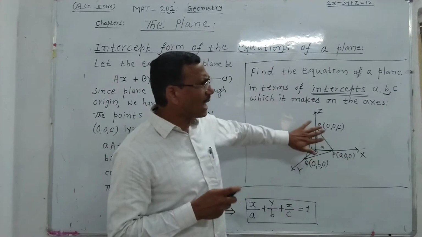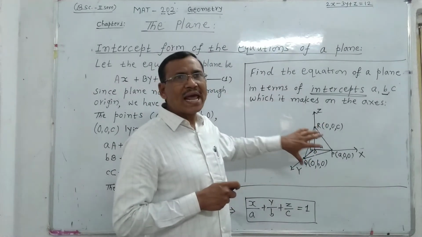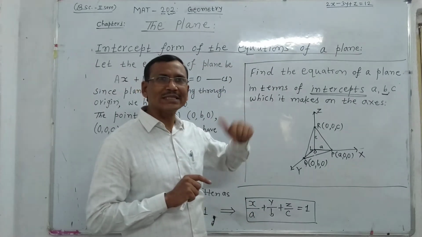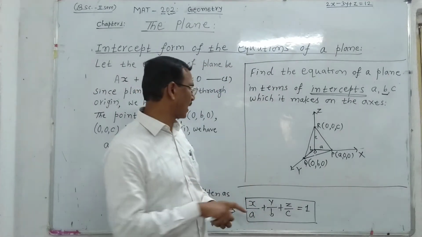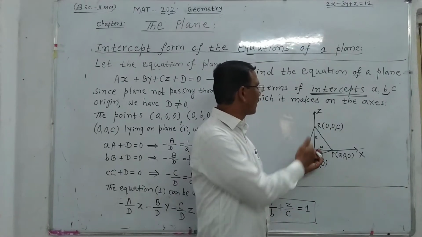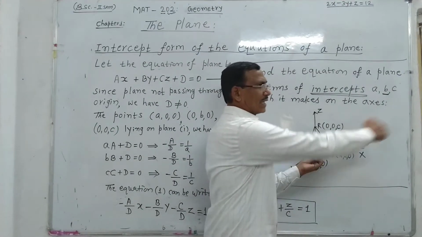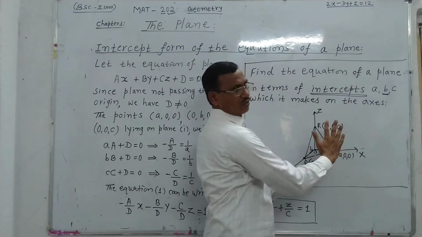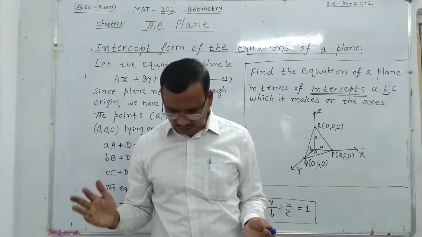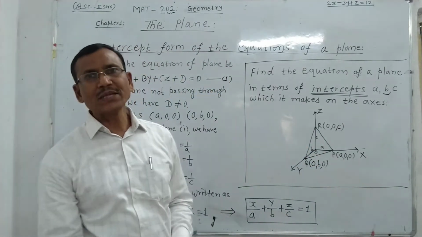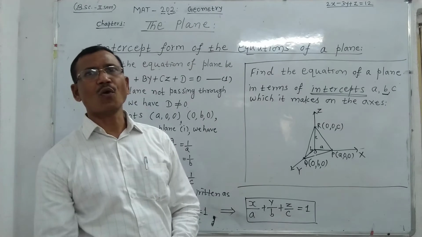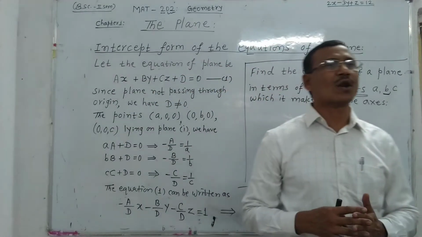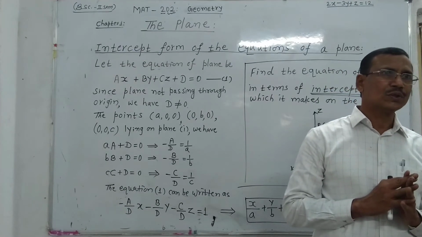You can clearly observe that the plane does not pass through the origin, because it intersects the coordinate axes. The x-axis is in this direction, the z-axis is in this direction, and the plane will be like this, which does not pass through the origin. As the plane does not pass through the origin, the constant term in the equation of plane must not be equal to 0.